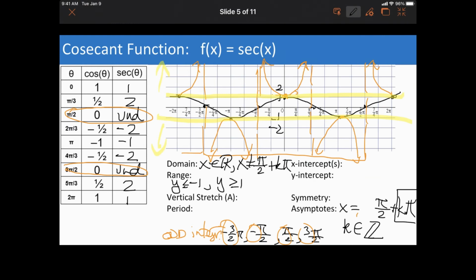All right, vertical stretch is 1, period is 2 pi. All right, are there any x-intercepts? No, none, because they're not here. So you can see no orange part. No, there's not an orange point on the x-axis. Done. Y-intercept is right here. That's going to be 0, 1. Symmetry is even. You can fold it along y because you can see that it folds nicely across.